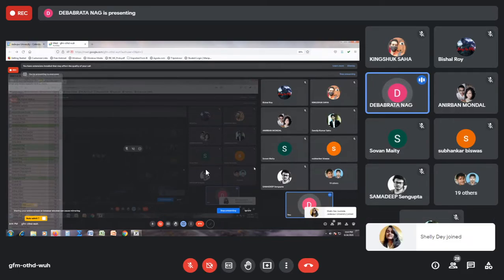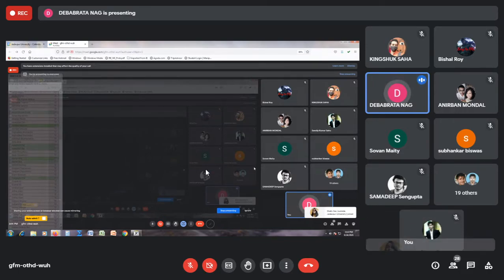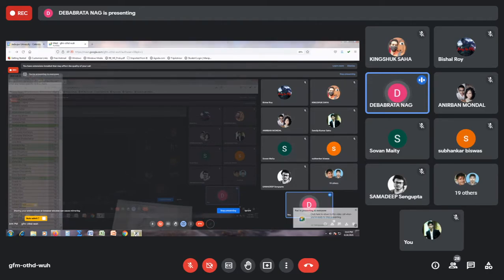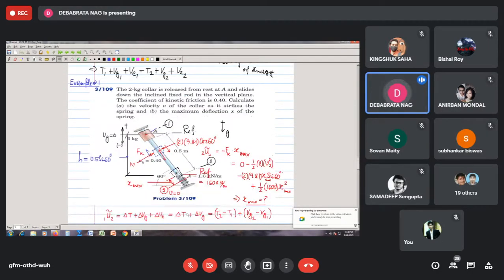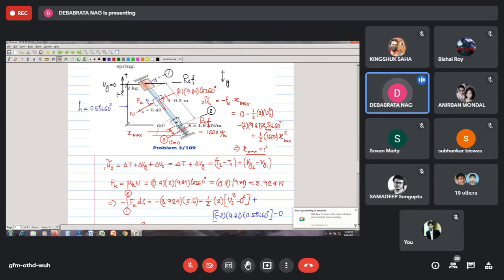Stated in other words, the second version was something like that: 1 U tilde 2 is equal to delta T plus delta Vg plus delta Ve. So that was the equation, and the difference is that in this equation we need to take into account the spring in our system, and accordingly you need to write your equation.